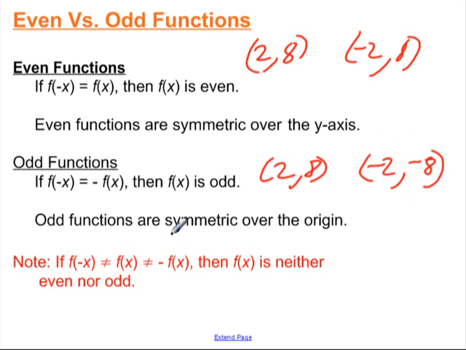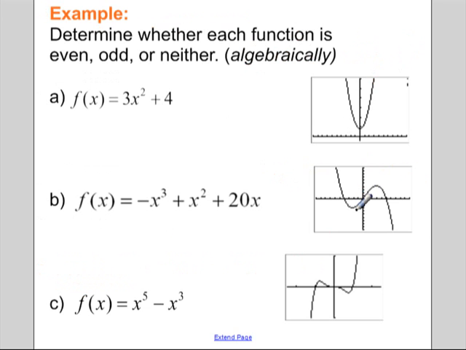Odd functions are symmetric over the origin, and that's a tricky concept, but another way of thinking about that is it will have 180-degree rotational symmetry, and I'll show you what that looks like in just a second. And if neither of those things happen, it's neither even nor odd, so that's how that works. So let's look at some examples. I think it'll make more sense.